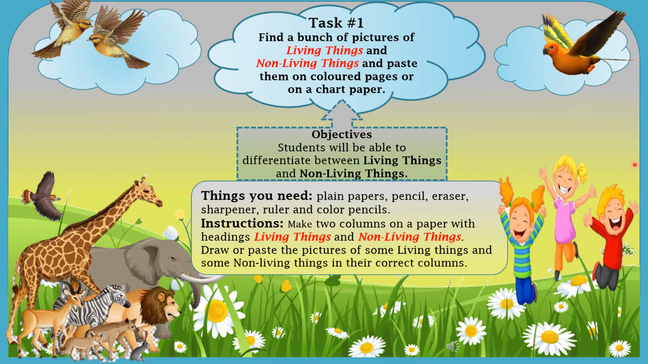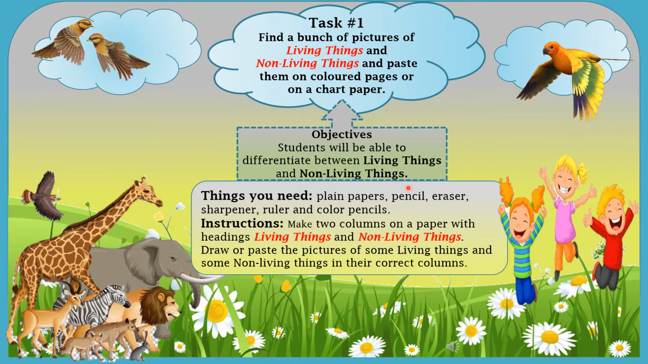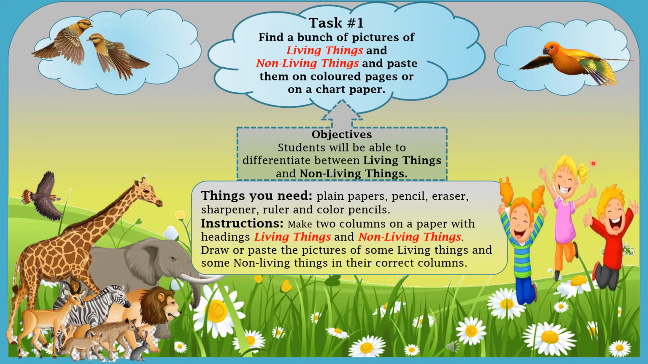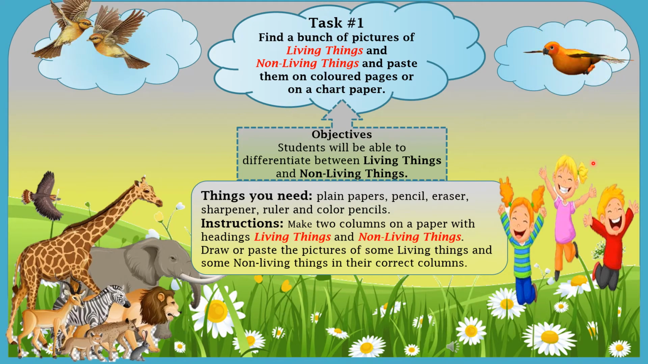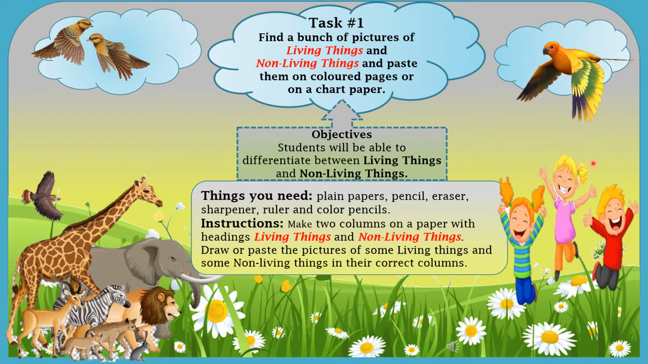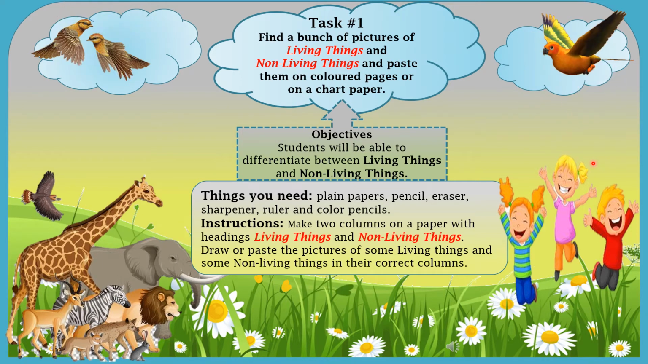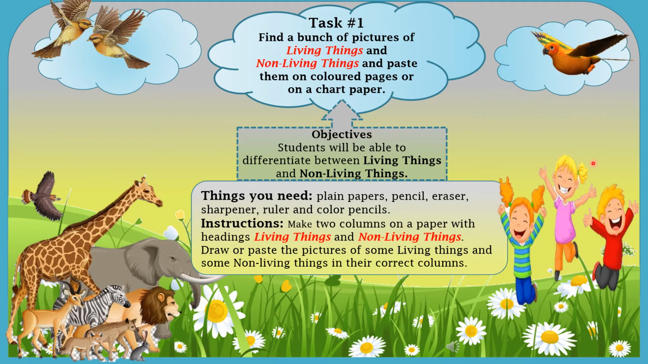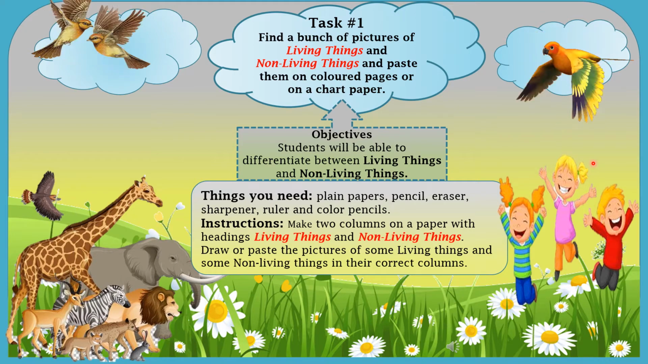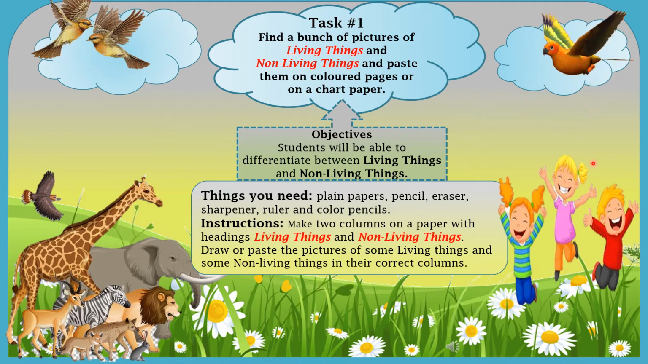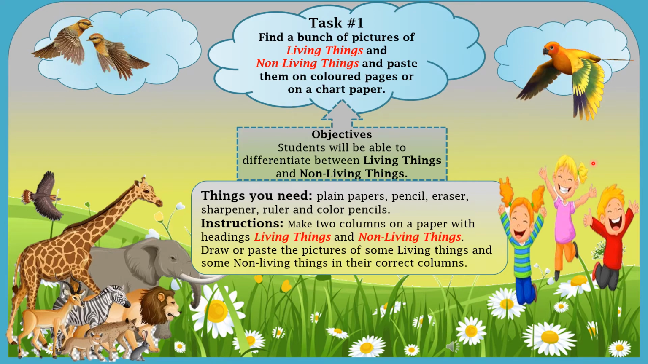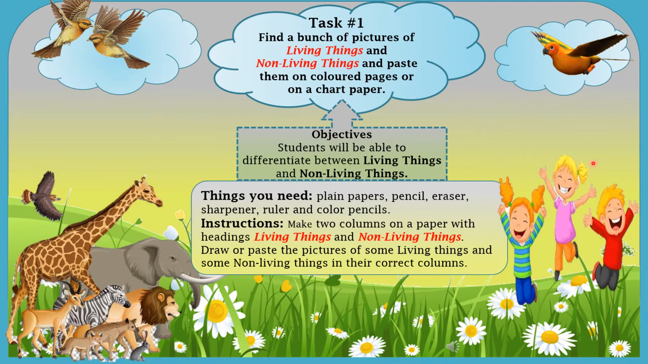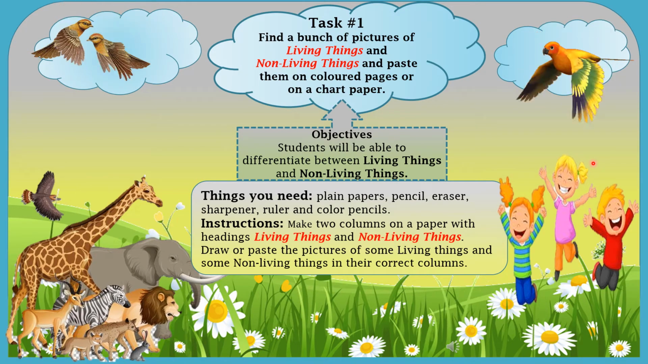Now dear students, let's talk about activity 1. In this activity, you need a color paper book. You have seen the drawing book that has color papers. So if you take that, it will be more convenient for you. And if you want to draw the pictures of some living things and non-living things, that's very good. Or the easiest thing you can do is you can download some pictures of living things and some of non-living things and paste them on the papers or the chart paper.